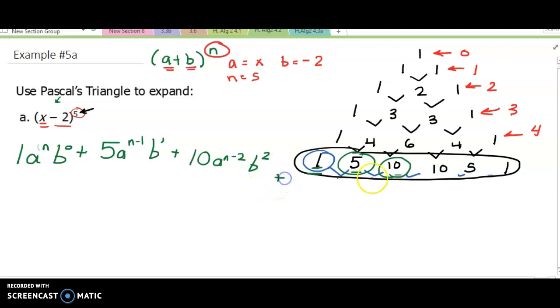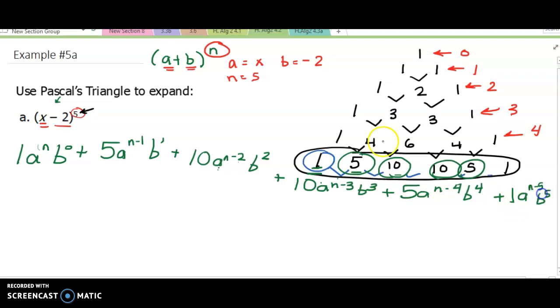I'm going to write downwards, plus my next coefficient is 10, 10a to the n minus 3, and b cubed, plus my next coefficient is 5, a to the n minus 4, b to the 4th power, and then plus my 1, and that's going to be a to the n minus 5, b to the 5th. Basically, I'll go ahead and expand this out and you'll see.